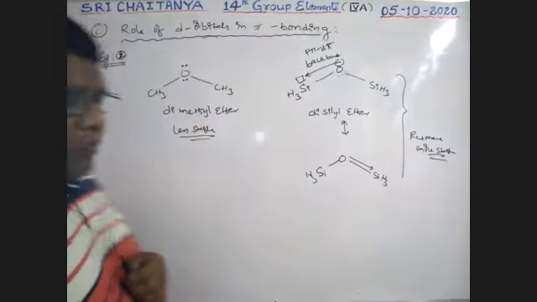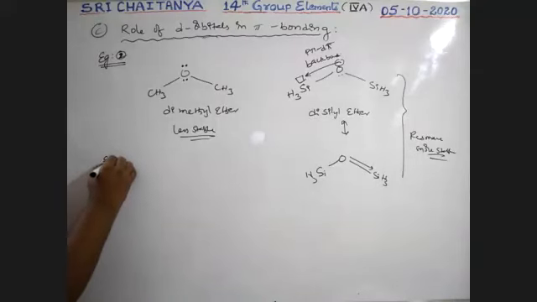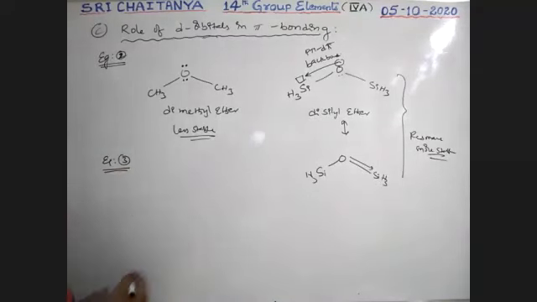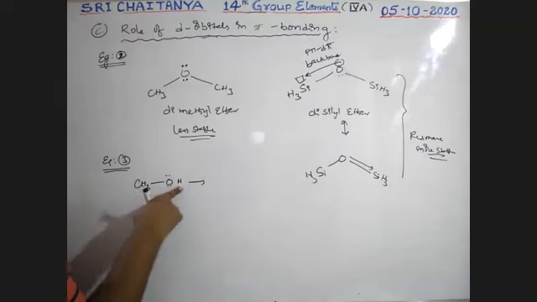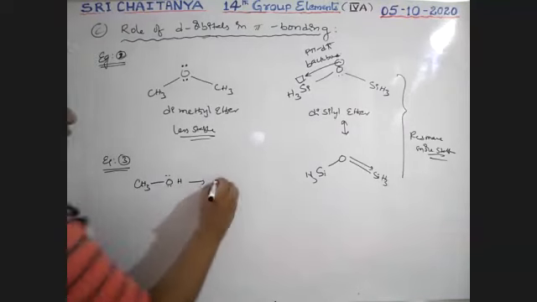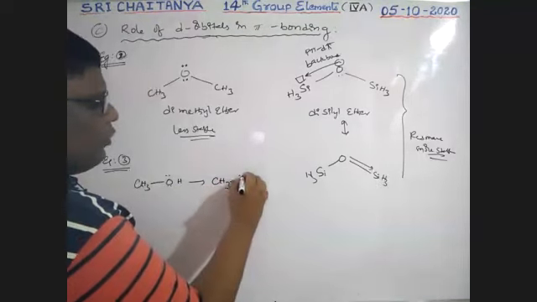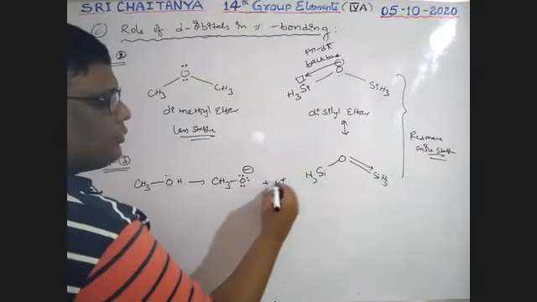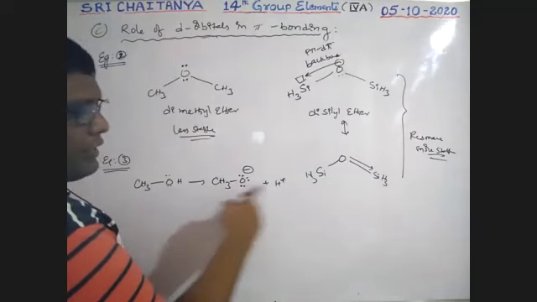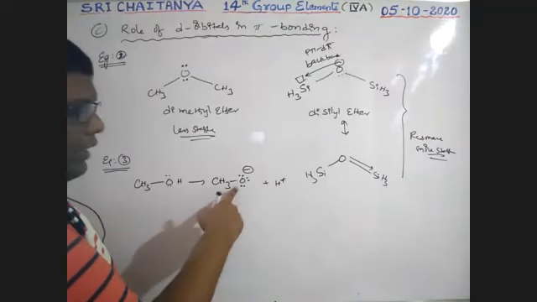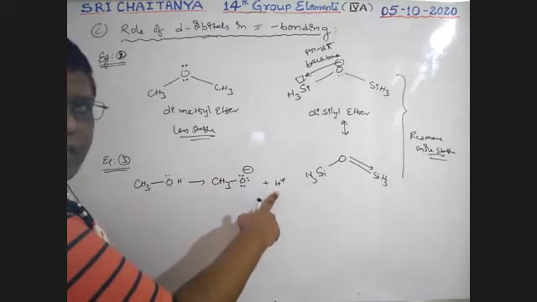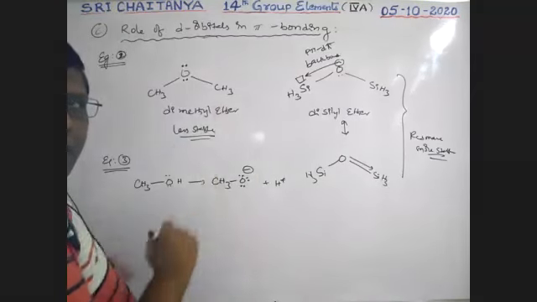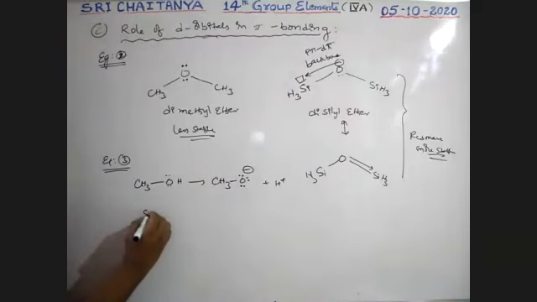One more example, that is example number 3. That is methyl alcohol, CH3OH. If it loses its H plus ion, it converts into CH3O minus ion with 3 lone pairs, and H plus ion. If this is stable, this H plus ion easily comes out. That's why it is more acidic. Next, SiOH.